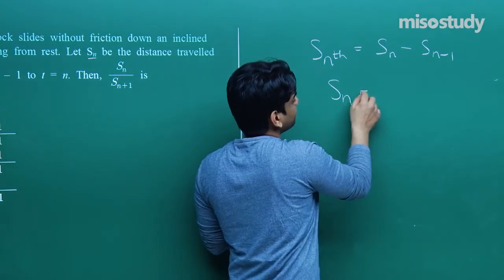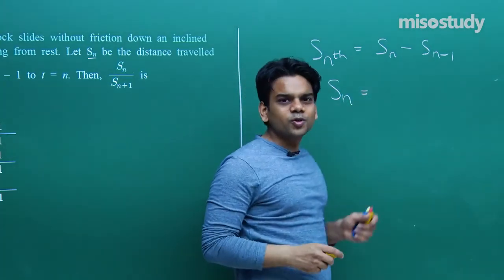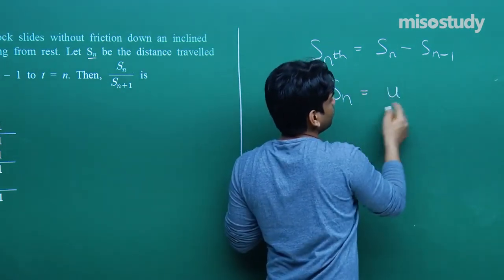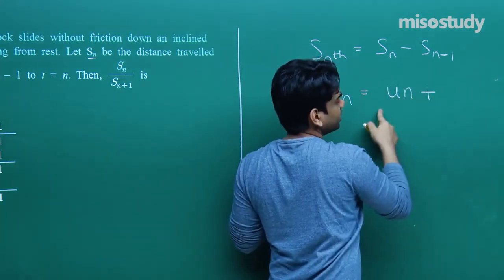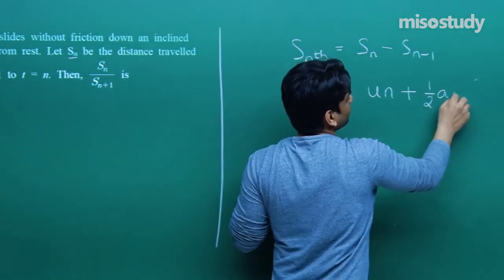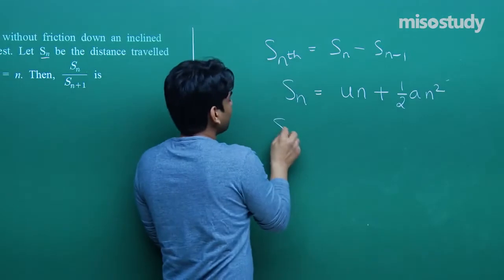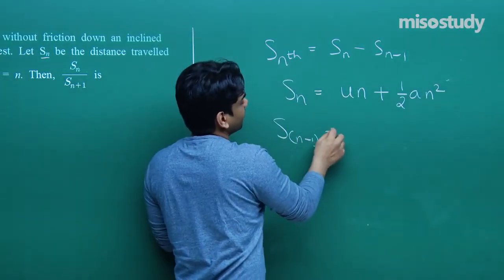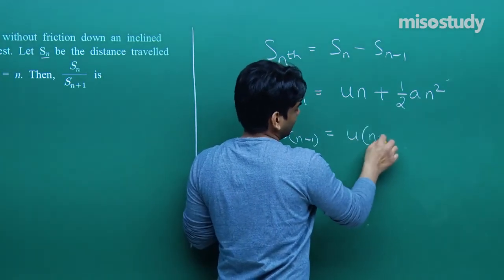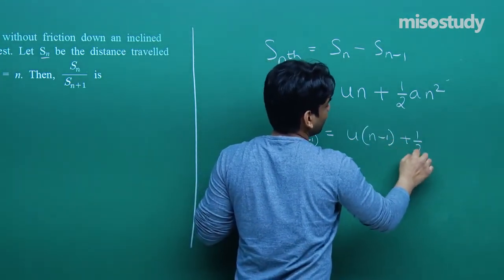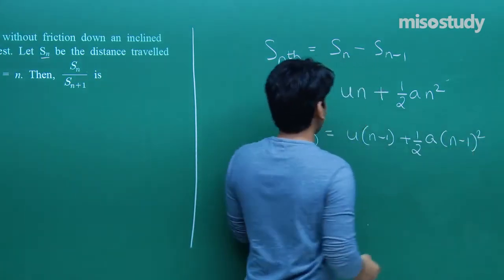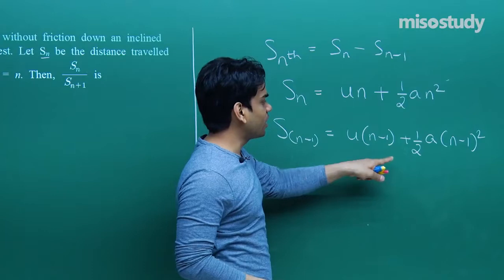Now Sn, we know that S equal to ut plus half at square. So this will be u, t is n, distance traveled in n seconds, ut plus half at square, and distance traveled in n minus 1 second will be S equal to ut plus half at square again. Now you have to subtract these two. So let us simplify this first.